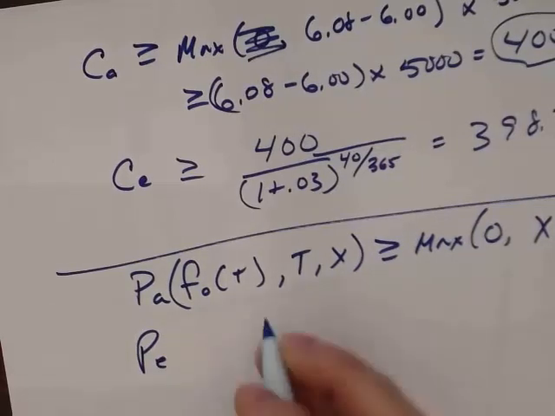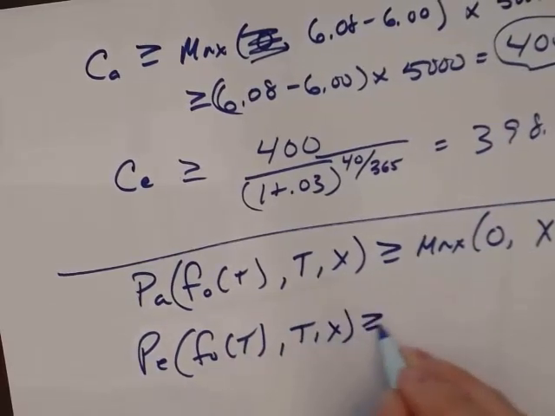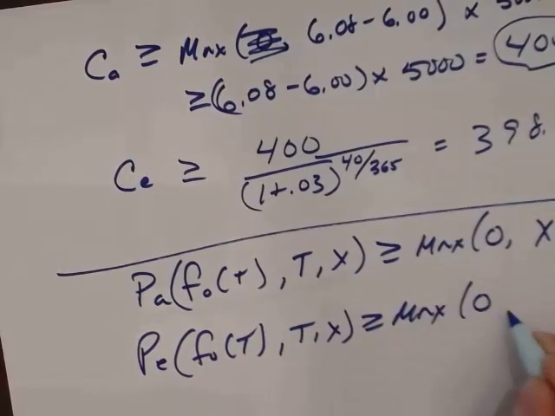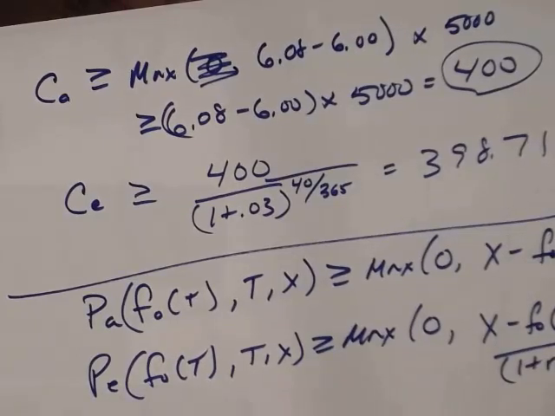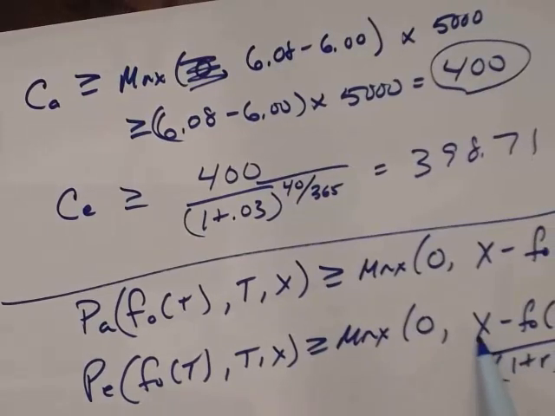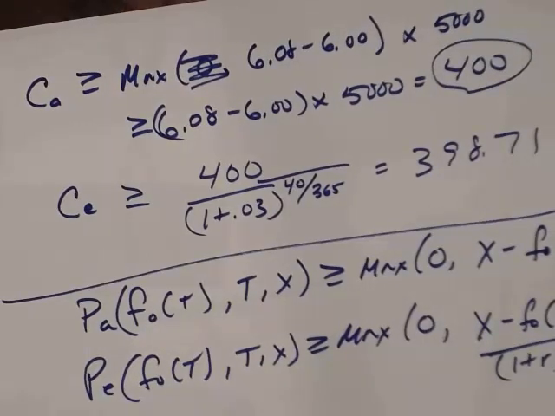Now, when we do a European, as you know, there's going to be discounting, and it's going to look like this: X minus F_t, over 1 plus r to the t power. And there we have the discounting of both the strike and the futures price.